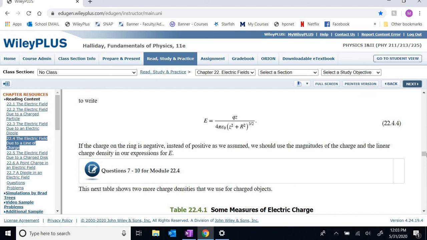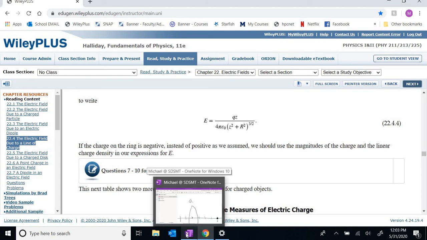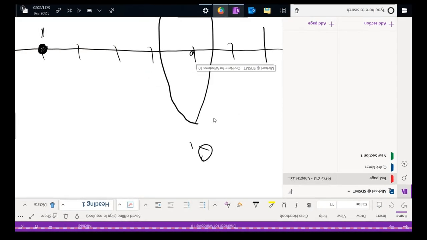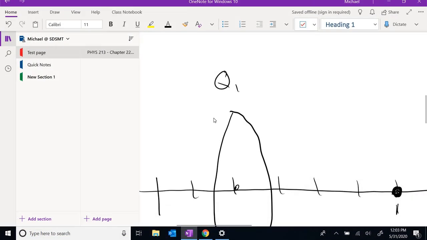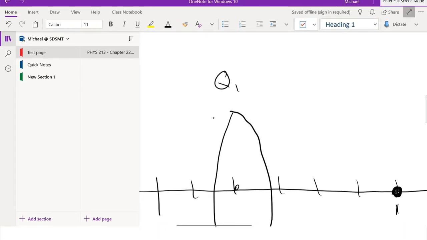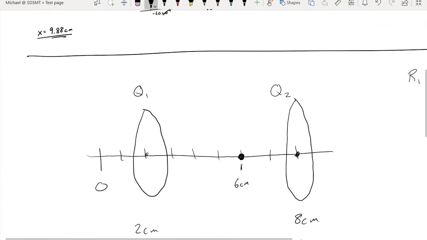And just in case that does look a little strange, remember that our author has begun writing K as 1 over 4 pi epsilon naught. So we're going to need that. And we'll expand back to full screen there.